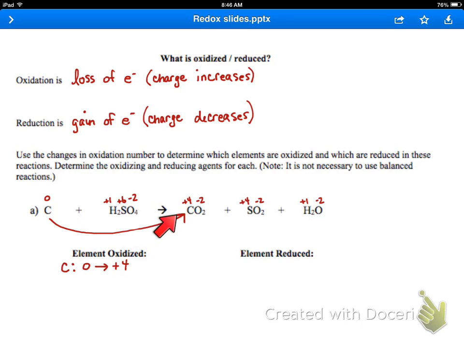You can label it a couple different ways. Sulfur is going from +6 to +4, so its charge is going down, so sulfur is gaining electrons and sulfur is getting reduced. So the number went down and that's reduced.